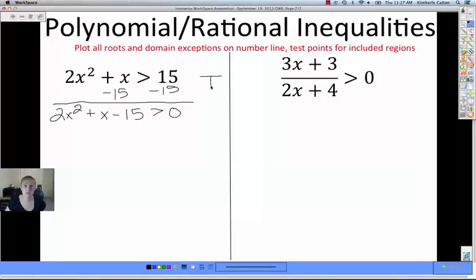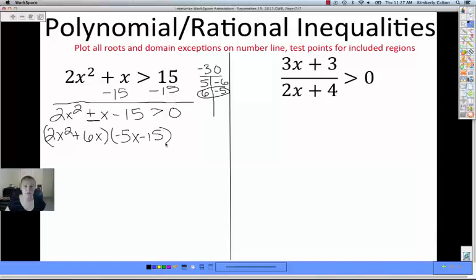So I'm going to set up a little factor tree here. I know 2 and negative 15 gives me negative 30. So I know 5 and negative 6, or 6 and negative 5. And I want it to add up to positive x, so I'm going to use the 6 and negative 5. So now I have 2x squared plus 6x, and then I also have another parenthesis of negative 5x minus 15. Now I'm not going to worry about writing the greater than 0 part because we're really concerned about finding where the intercepts are for this graph or for this problem.